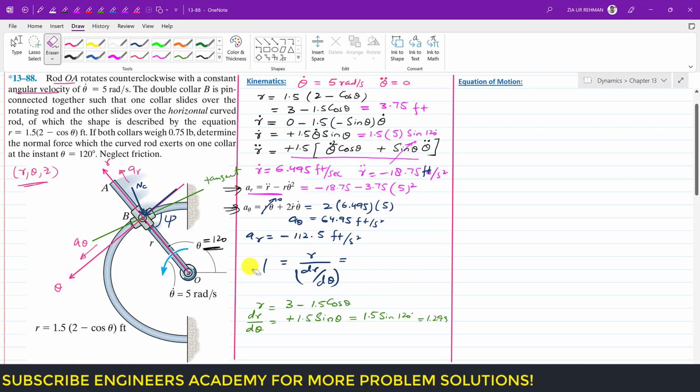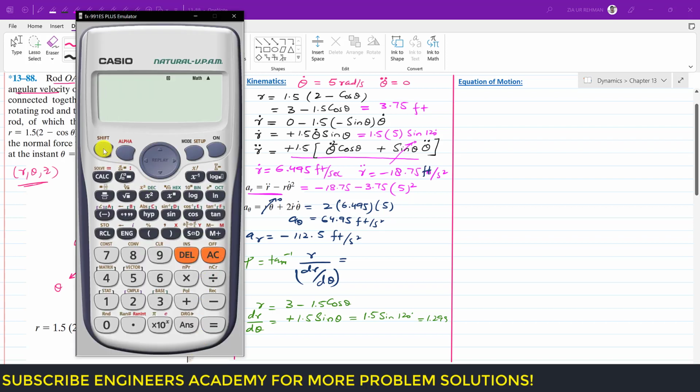Now we can find this psi. I can write that this psi will be equal to tan inverse of this ratio. So we can find it directly. Now tan inverse of r, where the r value is 3.75 when theta is 120 degrees, and dr by d theta is 1.299 when theta is equal to 120 degrees. So that psi comes out to be 70.89.